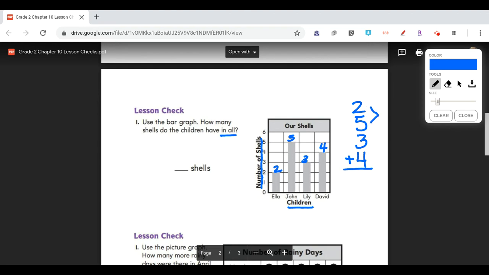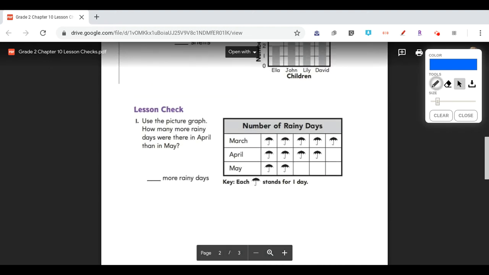So I'm going to say 2 plus 5 is 7 and 3 plus 4 is 7. So when I add 7 plus 7, I get a total of 14. So they collected or had 14 shells in all. All right, let's look at the next one.